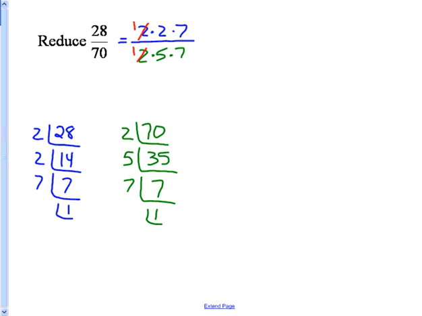Now if I continue to look at the top, I have another 2, but there's not another 2 on the bottom, so I've got to leave that 2. If I keep looking, I have a 7 on the top and a 7 on the bottom, so that 7 will divide out and give me a 1. That 5 will divide out and give me a 1. So now if I multiply that out, 1 times 2 times 1 is 2, and 1 times 5 times 1 is 5. Now, as long as we factored it into its primes, this method will always work.